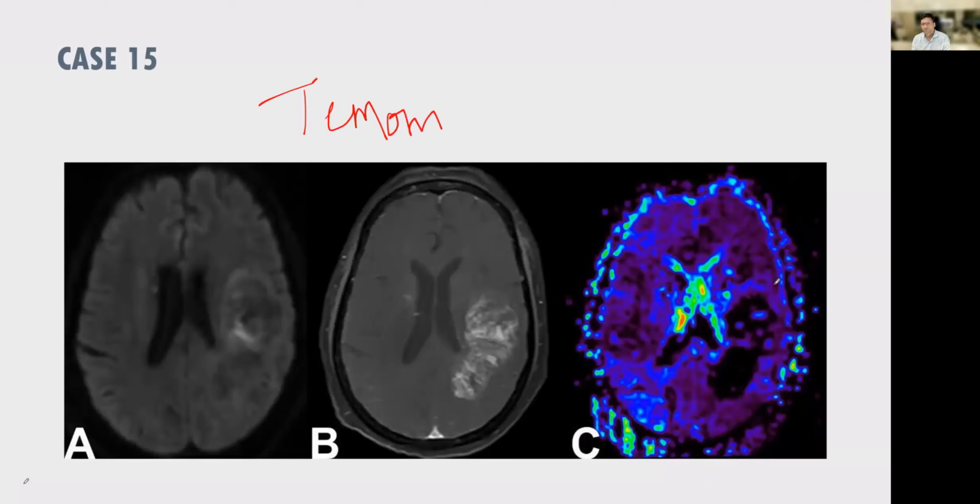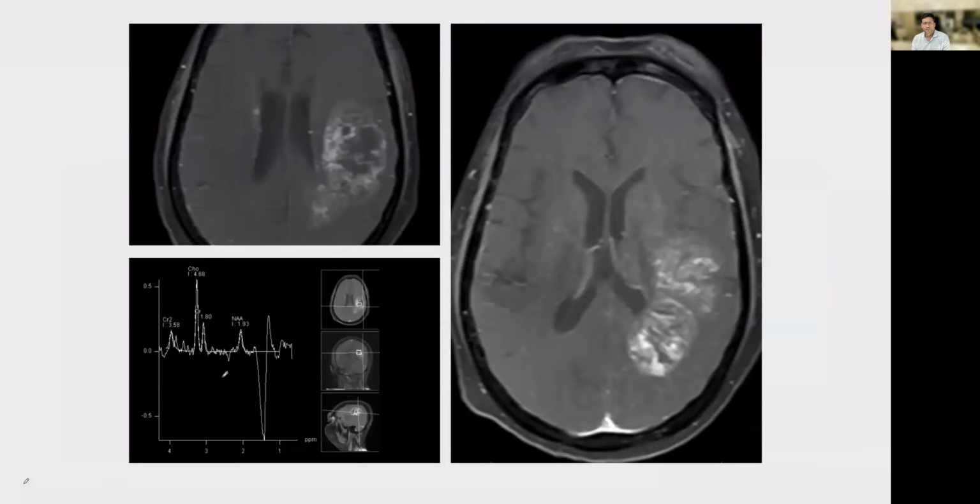And this is the perfusion image. I have not given you the spectroscopy. And this is the lesion which you are seeing here. And the question is, what peak is elevated here? Intermediate TE, what peak is the maximum elevated?